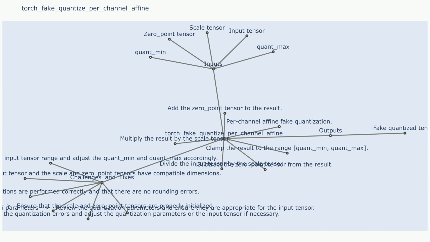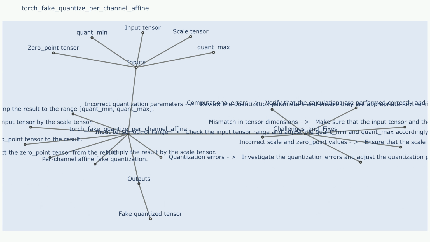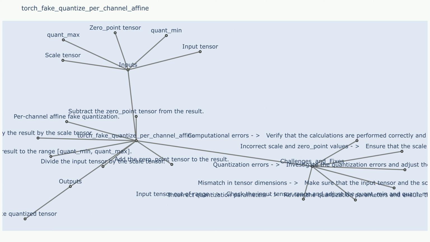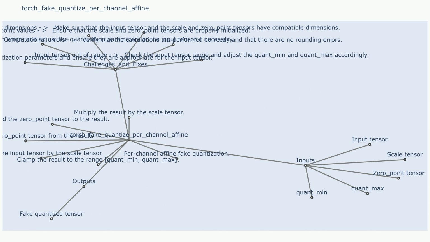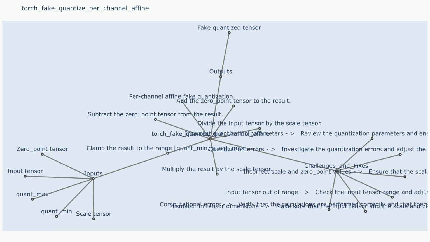Inputs. Input, a tensor of any shape containing the values to be quantized. Scale, a tensor of shape C, where C is the number of channels in the input tensor. It represents the scale factor for each channel. Zero point, a tensor of shape C, where C is the number of channels in the input tensor. It represents the zero point value for each channel. Axis, an integer representing the axis to quantize over. Default is 1. Outputs. Quantized, a tensor of the same shape as the input tensor, containing the quantized values.